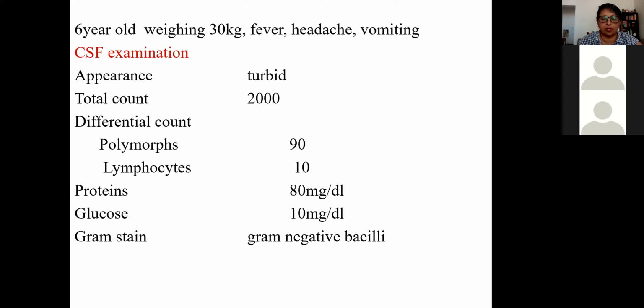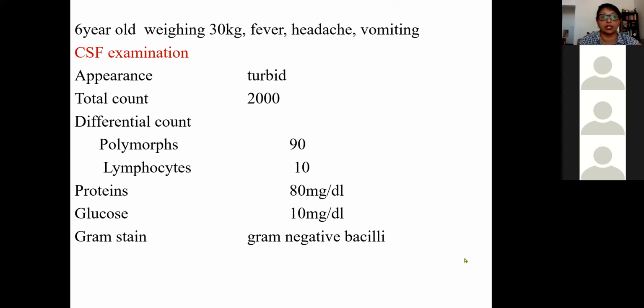Any bacteria? You tell me any bacteria. Gram negative bacilli. Okay, no problem. I will ask someone else. Shamima Rishana. Yes, ma'am. So what can be this gram negative bacilli that is isolated?